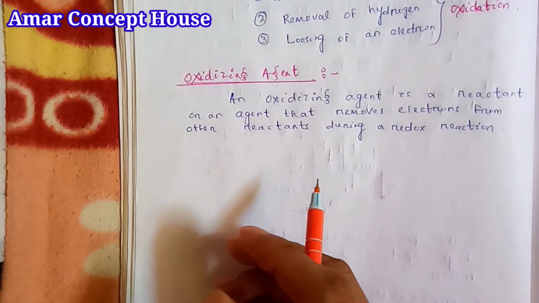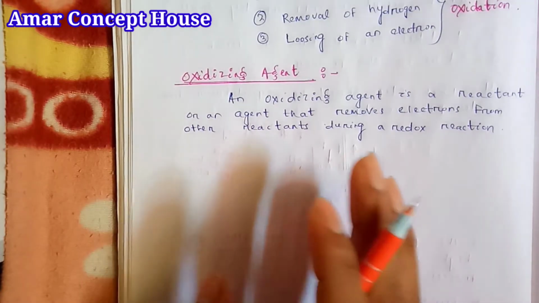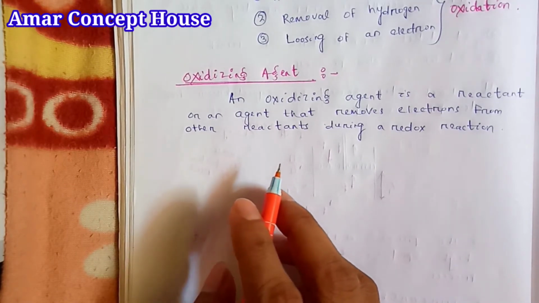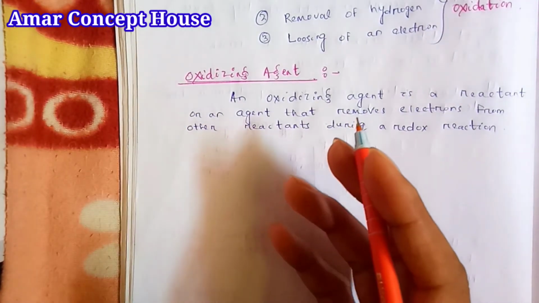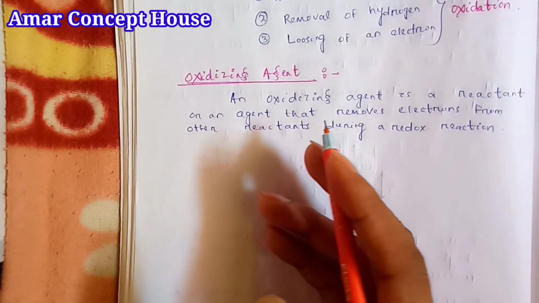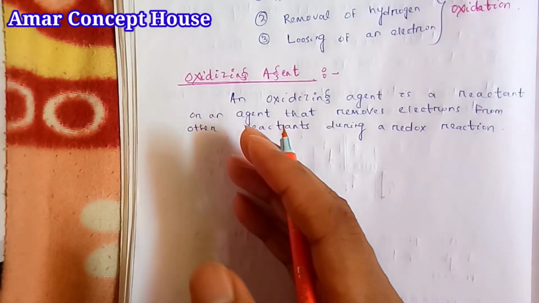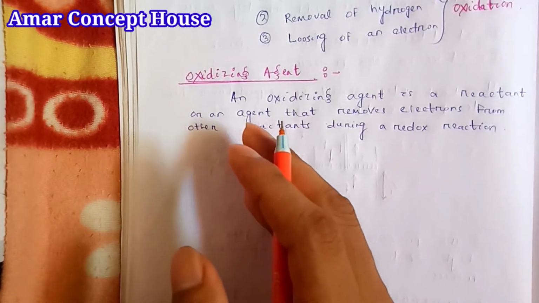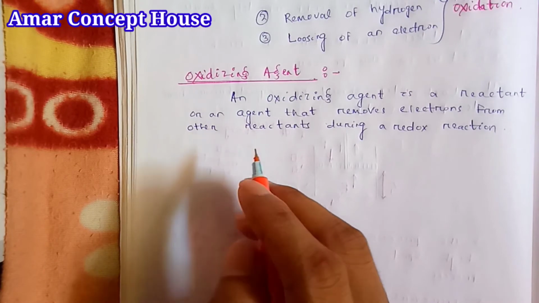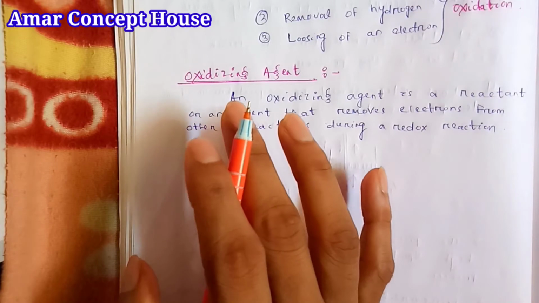Remember these things carefully. Don't reverse it by being confused that the oxidizing agent gets oxidized on its own. No, the oxidizing agent is one such agent who will oxidize someone else. It does not get oxidized on its own. Clear? So the oxidizing agent is an agent that will oxidize someone else. How will it oxidize someone else? It will remove electrons from there. It removes electrons from other reactants. Whenever it removes electrons from other reactants, then that reactant will be oxidized. That means oxidation occurs, and the oxidation occurs only due to this agent.